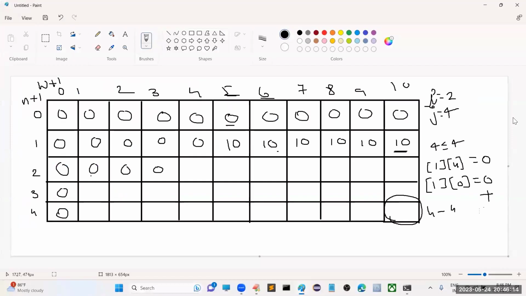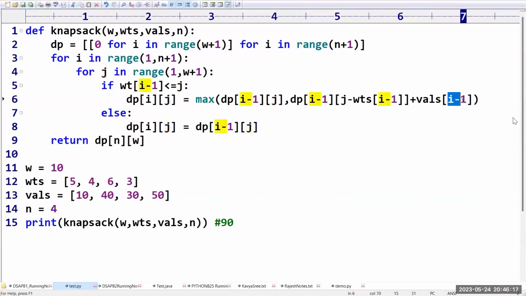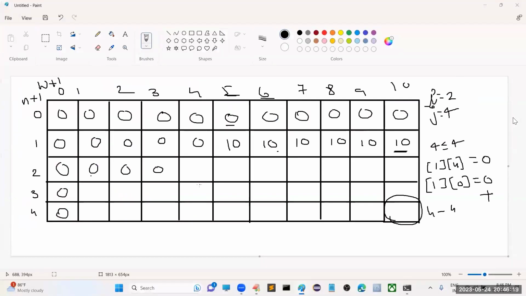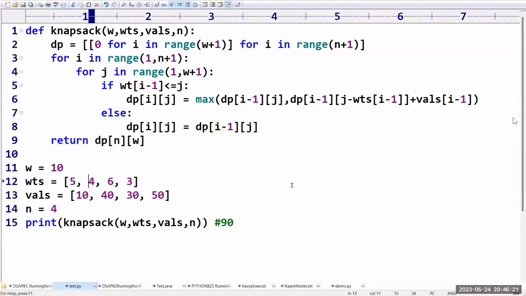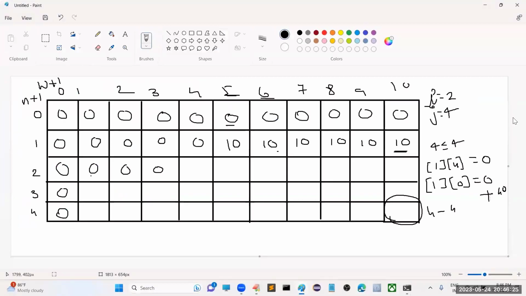For this, we are going to add the value of I minus 1. That is 2 minus 1, 1. What is the corresponding value? I think 4. The 4 value is nothing but 40. So 40 will be added. So among these two, which is maximum, 40, that will be added here. I think from here also we will get 40 only. But let us check for the last case. So what is the last case?